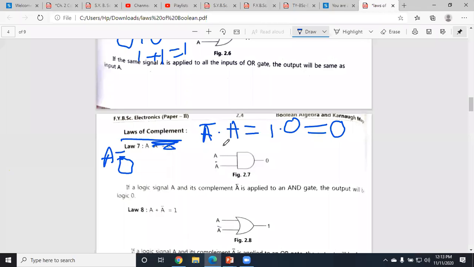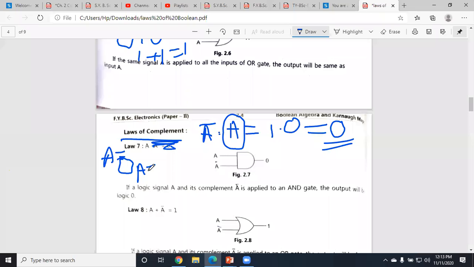So if I'm multiplying any variable with its complement, the answer is always going to remain 0. Try to understand the thing. If I'm multiplying any variable with its own complement, the answer will always be equal to 0 in that case. A bar means the given value, we have to make it inverse. That's it. So we have considered the first case in which A is equal to 0.